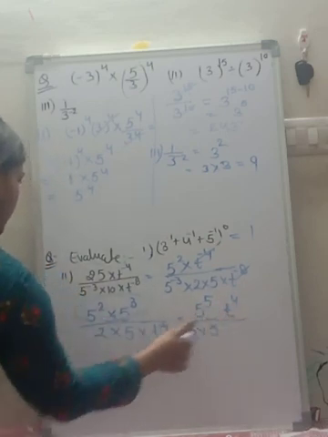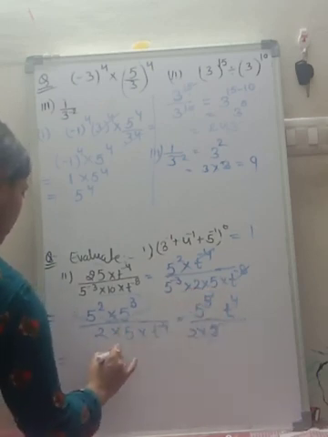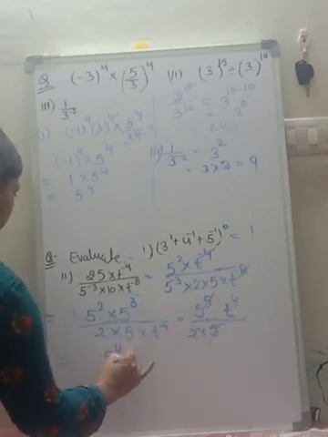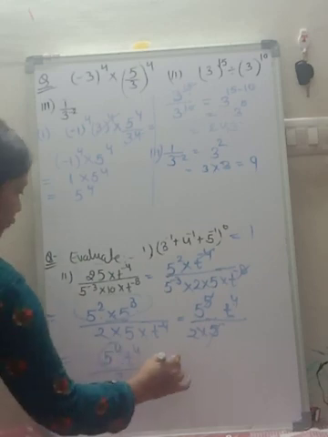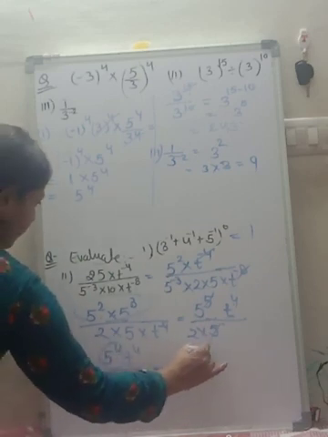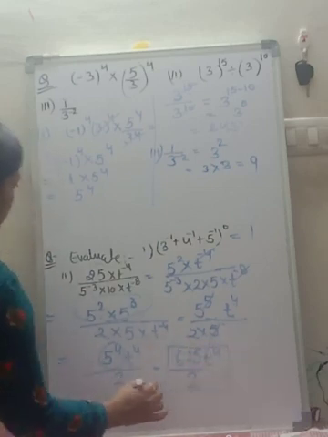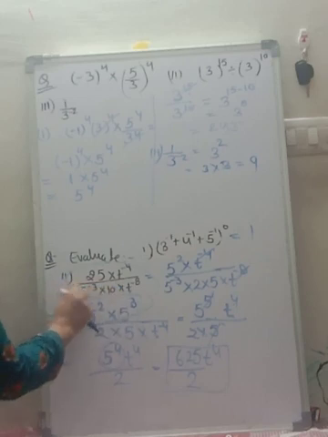So now 5^5 cancel. So here 5^4 is remaining, t^4 upon 2. 5^4 is written as 625 t^4 upon 2. So this is the solution of this exponential form.